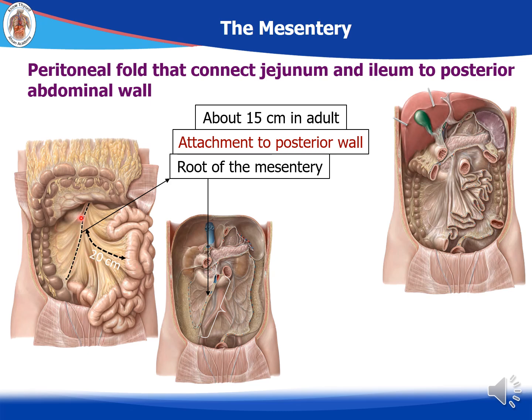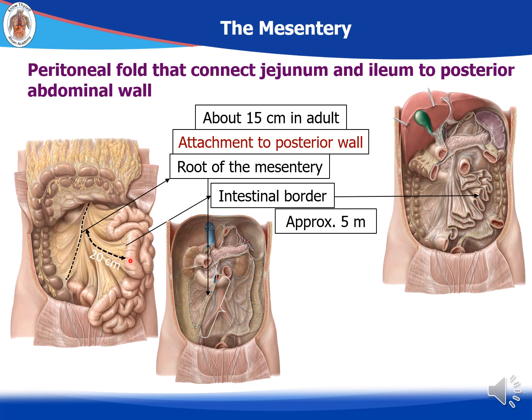Now this root is smaller, it's about only 15 centimeter, but the small intestine is a very long structure. So the intestinal border is very long, approximately 5 meter long. So there are many folds. You can see if we cut the intestine off, we can see how many folds are there. So this border is about 5 meter long, and this border is only 15 centimeter long.